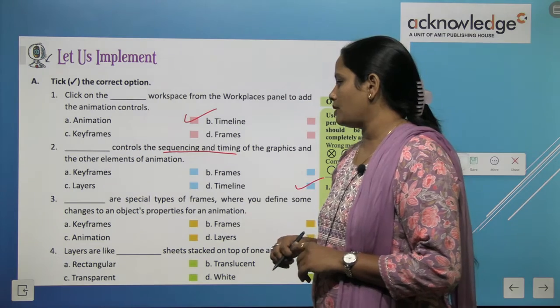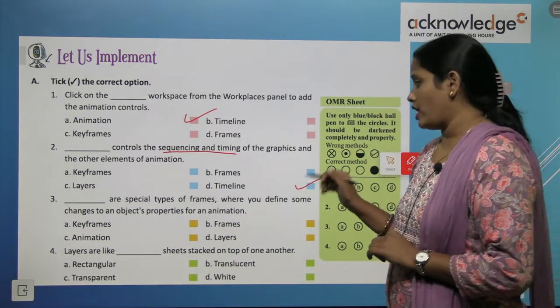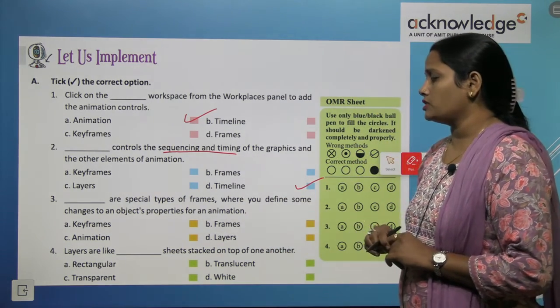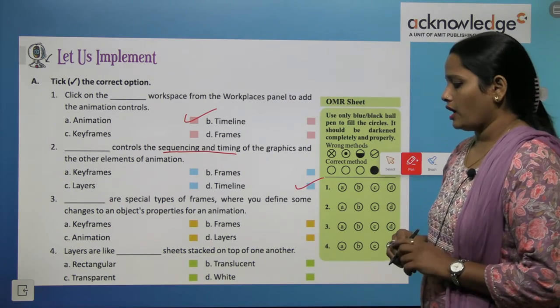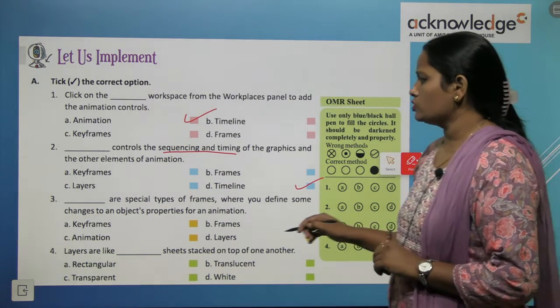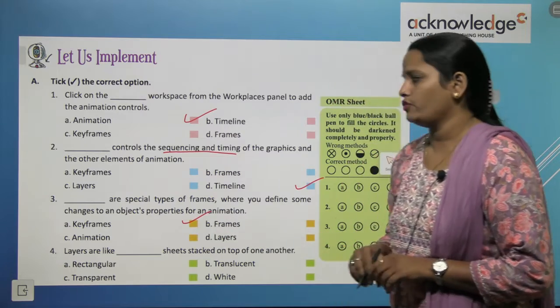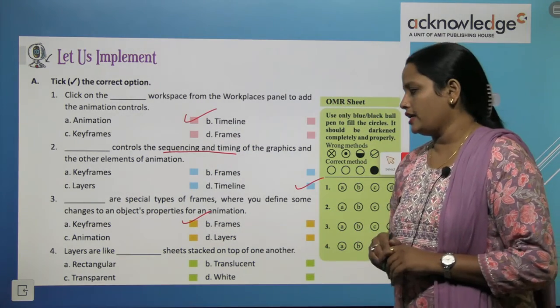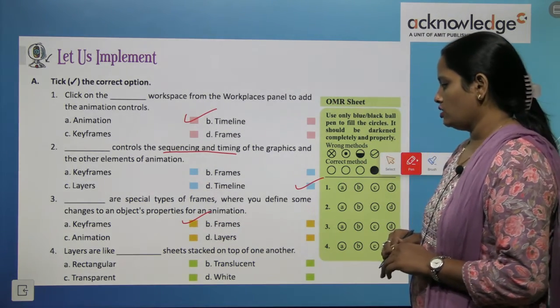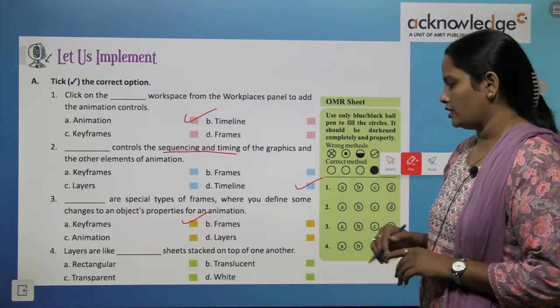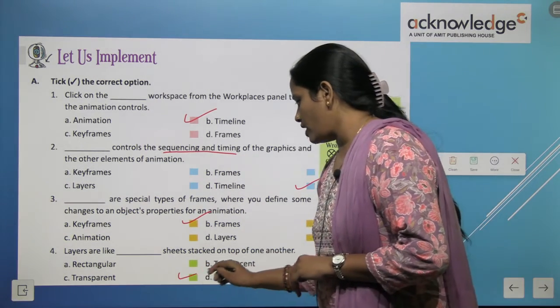Krita has a special type of frames where you define some changes to an object's properties in an animation. So what are they? They are keyframes. Layers are like transparent sheets stacked on top of one another. So layers are transparent.